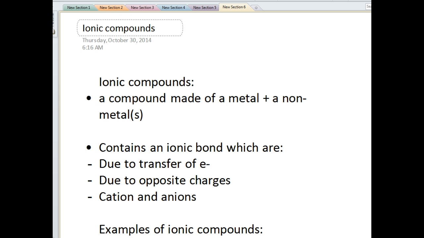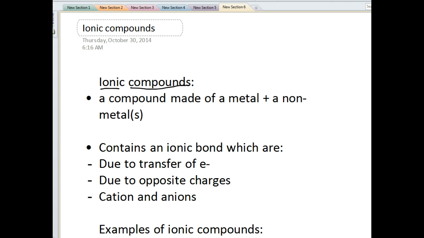So today's topic is about ionic compounds, and we're going to talk about what an ionic compound is. We're going to talk about how you identify an ionic compound, and then we're going to talk about how you write formulas for ionic compounds. So that's our goal today.